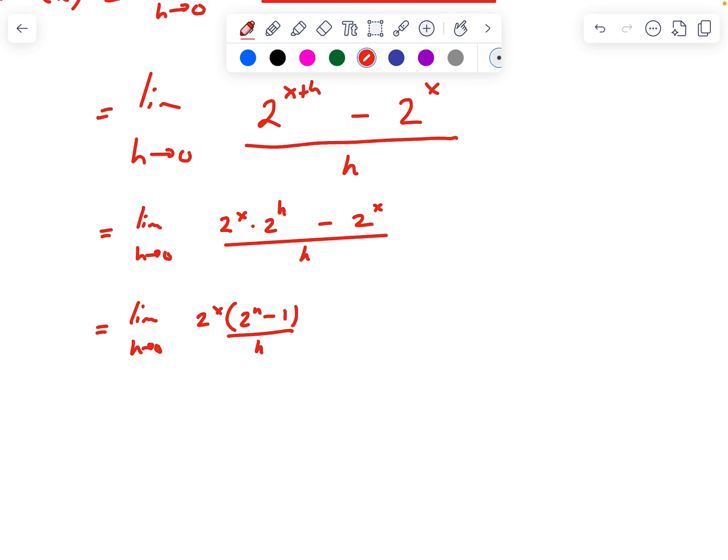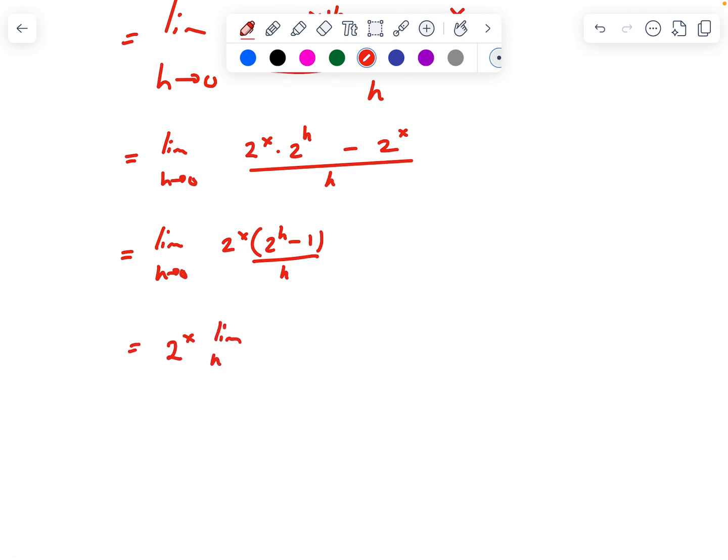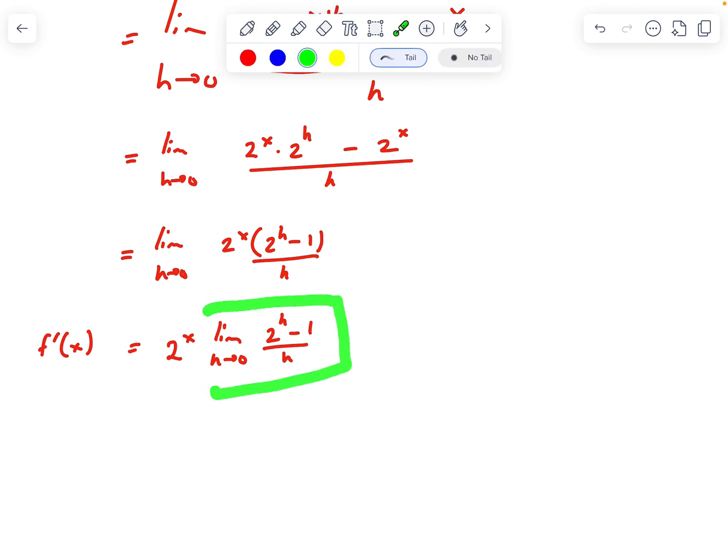But since it doesn't have h in it, I could just let h go to 0 by itself and say this is 2 to the x times the limit as h goes to 0, 2 to the h minus 1 over h, and that's f prime. So the derivative of 2 to the x is 2 to the x times something, times this.